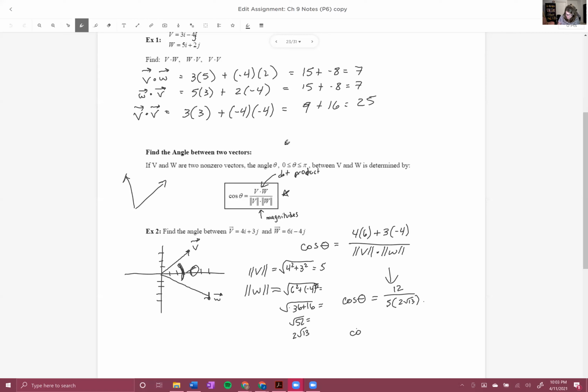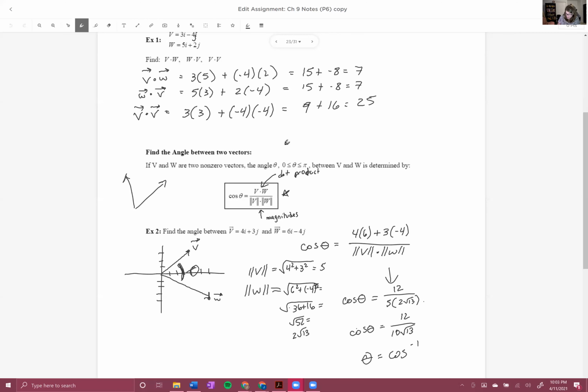Or if we simplify it just one more step, not absolutely needed, cosine of the angle between the two vectors is going to be equal to 12 over 10 square root 13. Now, this is not a unit circle thing. So we have to use inverse cosine here.